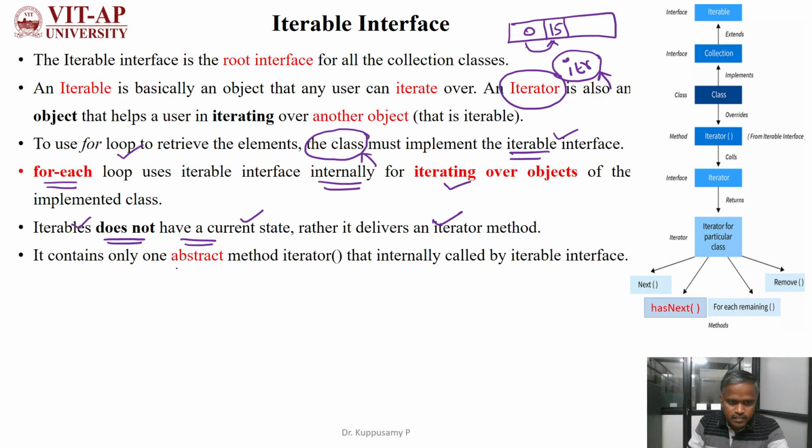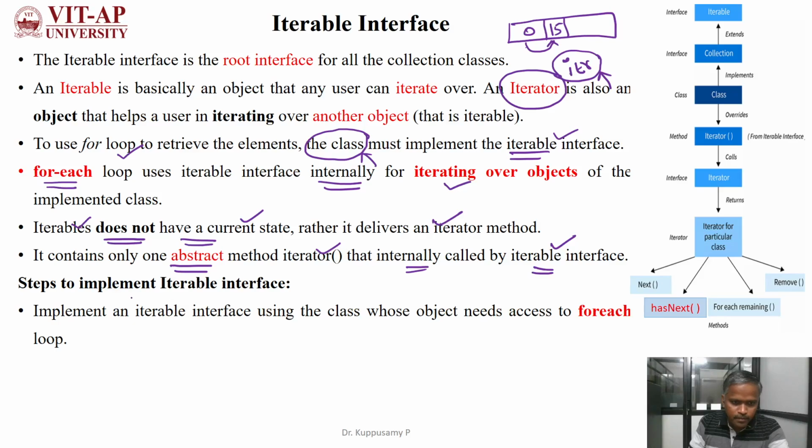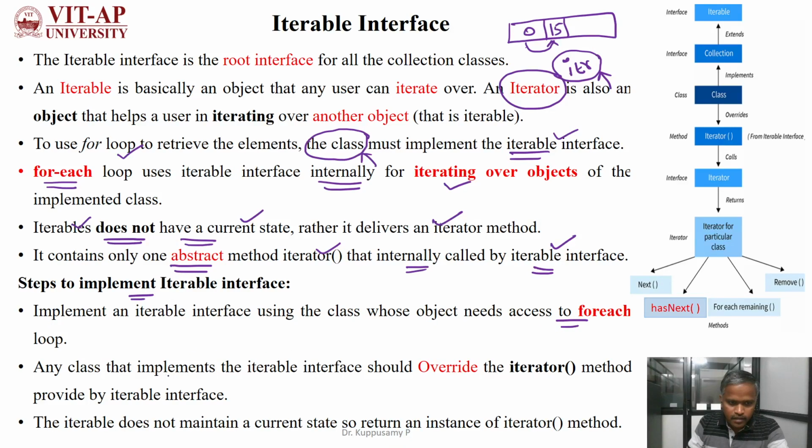Iterable has only the abstract method iterator, which is called internally by the Iterable interface, and we will see that in an example. The steps to implement the Iterable interface are done by using the for each loop, and any class implementing the Iterable interface should override that built-in iterator method. It should be overridden whenever we are using the Iterable interface. We have to define the user defined iterator method inside the Java program.